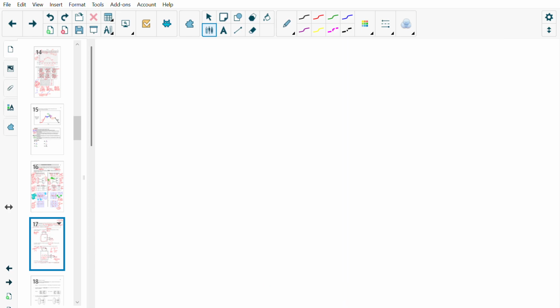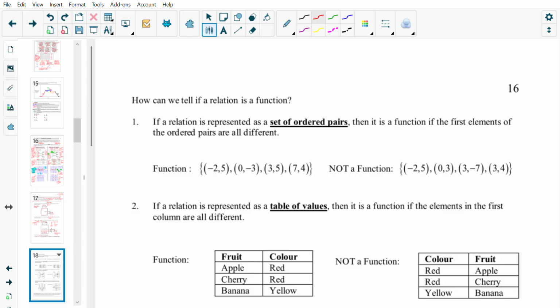Okay, let's go to the last page and we'll solidify what we are learning here. How can we tell if a relation is a function? If a relation is represented as a set of ordered pairs, then it is a function if the first elements of the ordered pairs are all different. So in this case, from our opening example, -2, 0, 3, 7. So no repeats. Remember I said look at it from the perspective of no repeats. So no repeat.